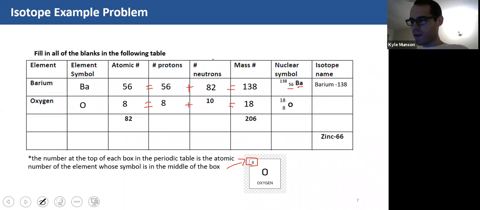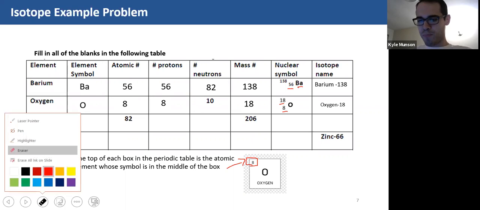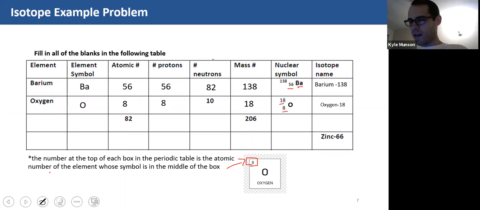Isotope name then is going to be, oh, I'm sorry, nuclear symbol. I didn't have that here. So we put the atomic number on the bottom, mass number on the top, and then the isotope name is oxygen 18. So hopefully you got a lot of these when you were doing the example on your own. Okay, so I'll just erase this so it's less confusing now. It's going to get a little crowded here.